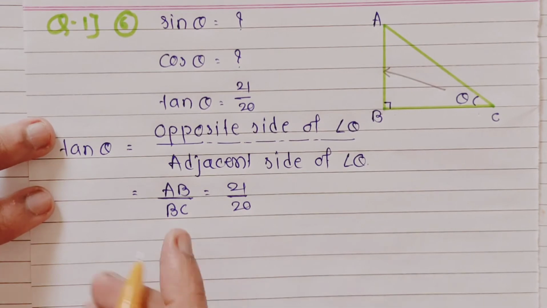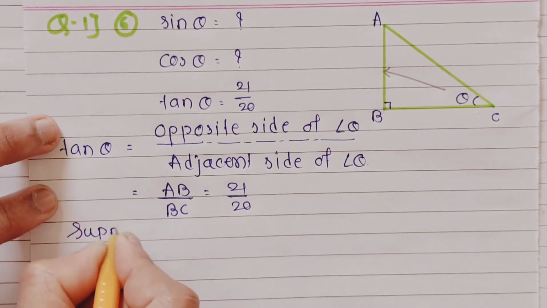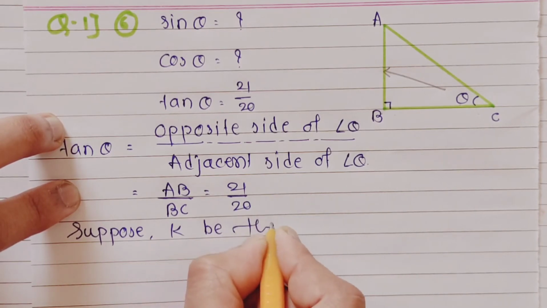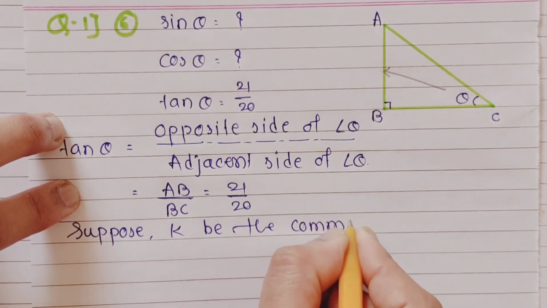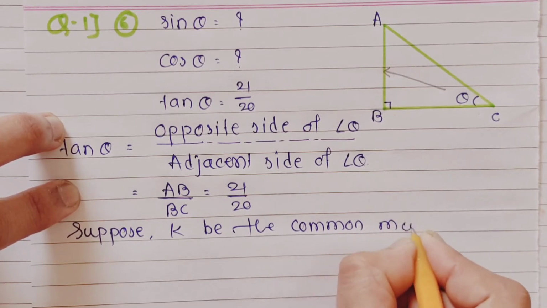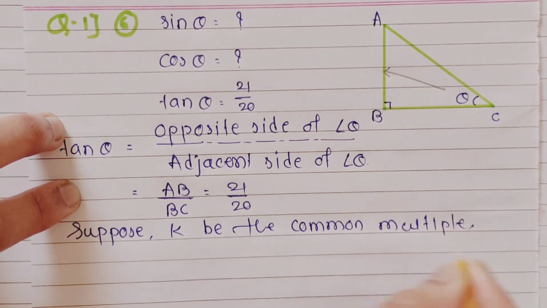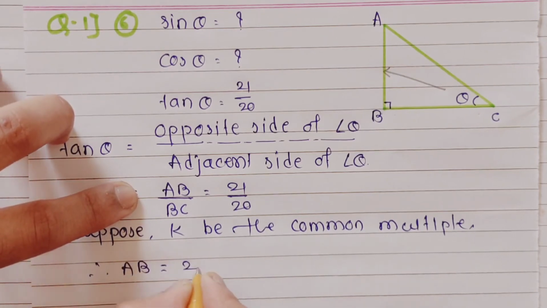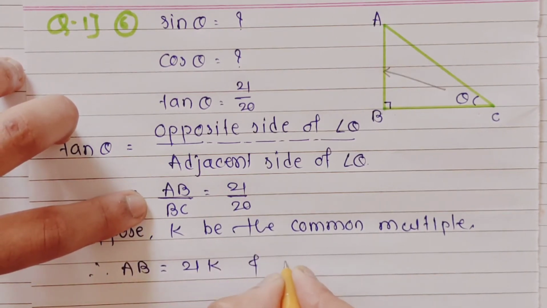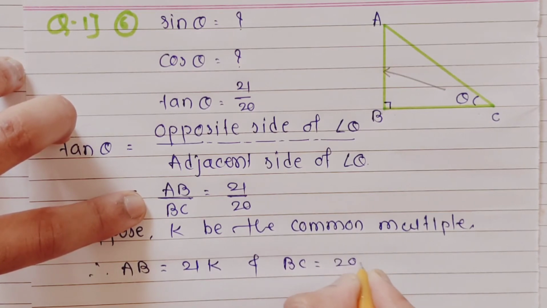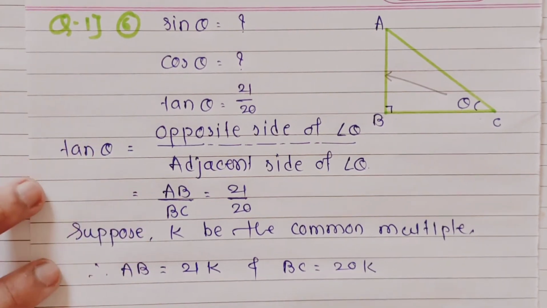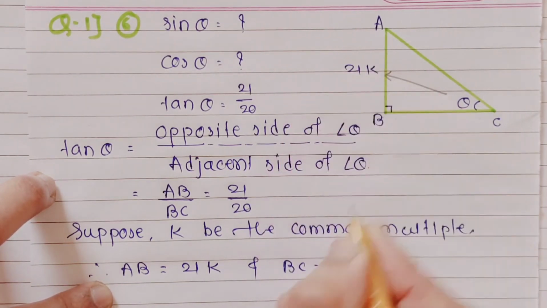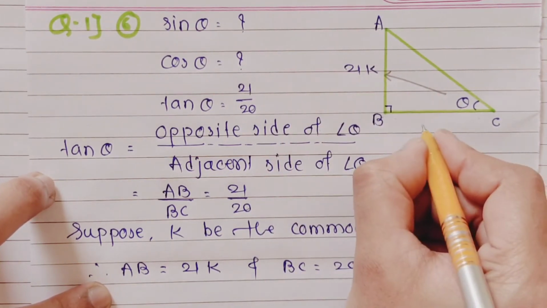Is it clear? So suppose K be the common multiple. So we can write length of AB is equal to 21k and length of BC is equal to 20k. Is it clear? Here we mention AB is equal to 21k and BC is equal to 20k.